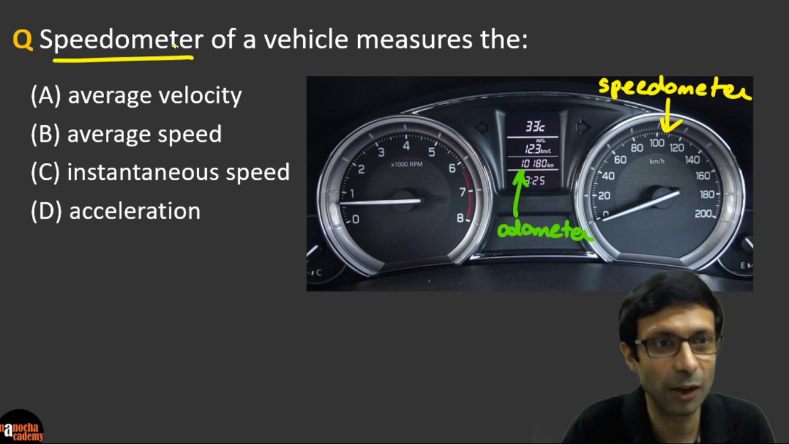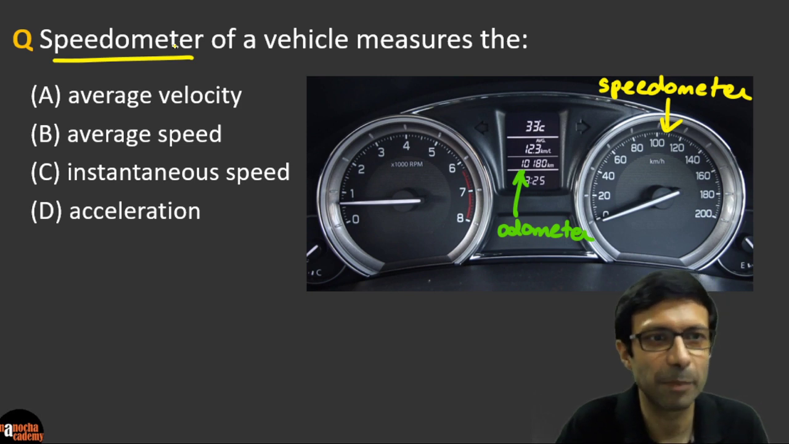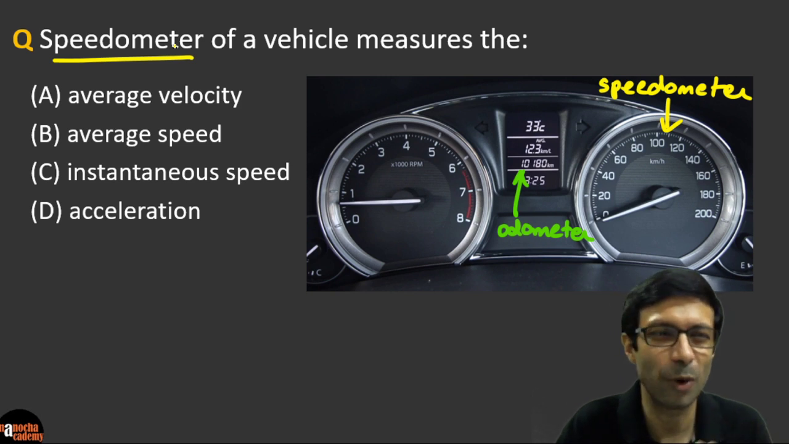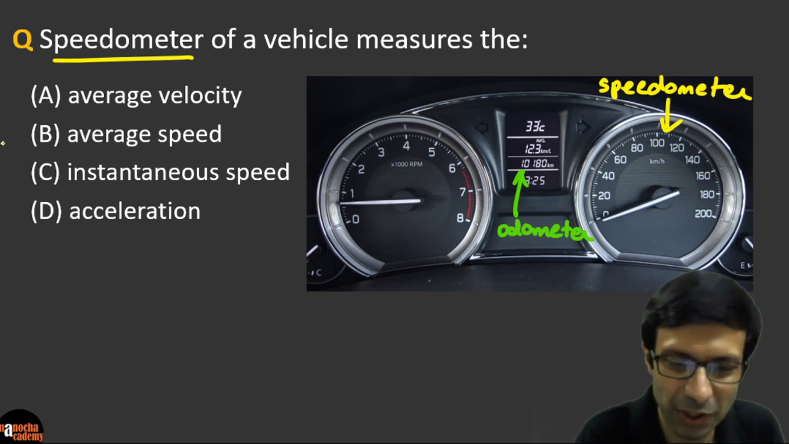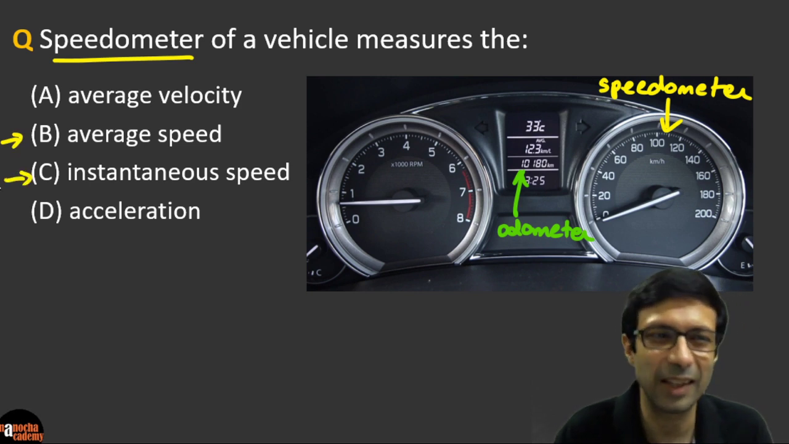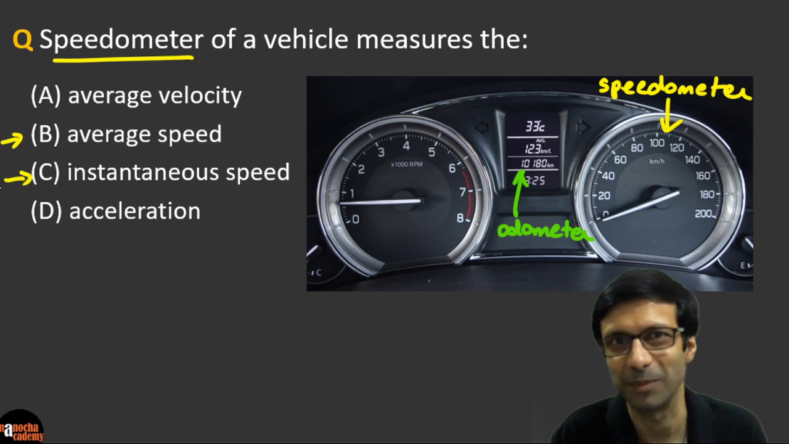Good, I'm seeing a lot of tries here. Some of you are saying B, C, D. Nobody's saying A. That's fine. Let's take a look. By the name you can guess, speedometer, so probably the answer should be B or C, because the name is speedometer. So it should be measuring either the average speed or the instantaneous speed.